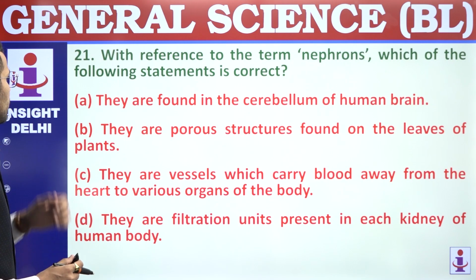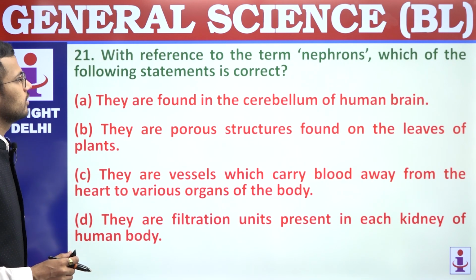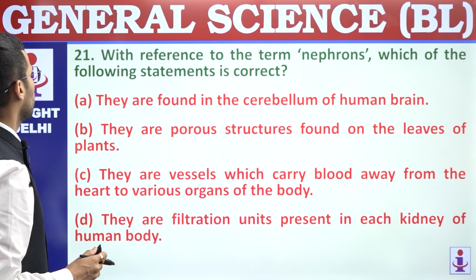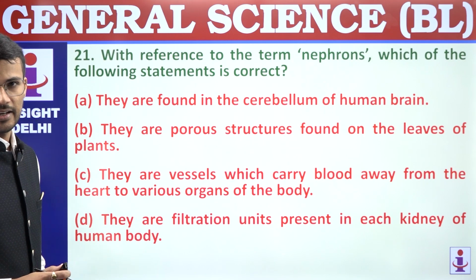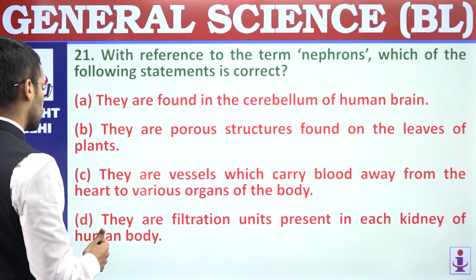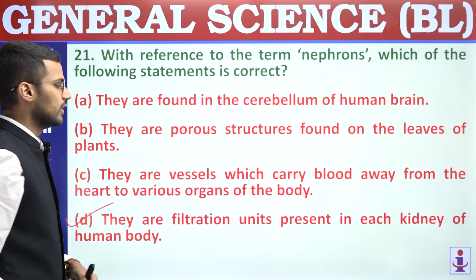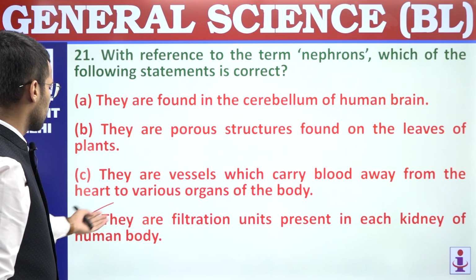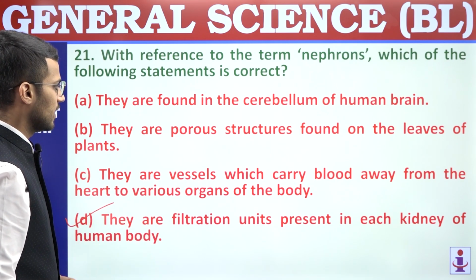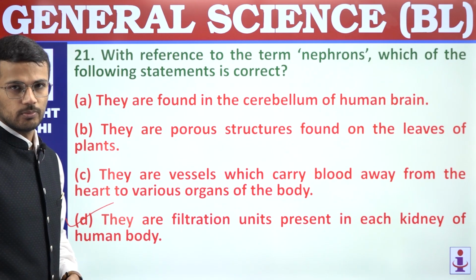Next, 21st. With reference to the term nephrons, which of the following statements is correct? So we know that nephrons are the units of kidneys which help it in the filtration process. So they are filtration units present in each kidney of human body.